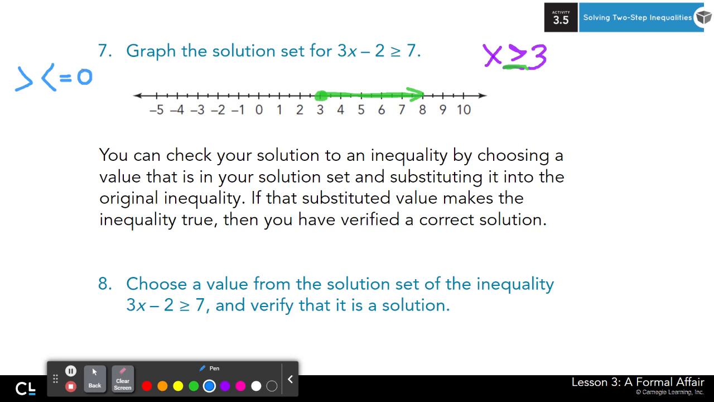Alrighty, moving forward, you can check your solution to an inequality by choosing a value that is in your solution set and substituting it into the original inequality. If that substituted value makes the inequality true, then you have verified a correct solution. Number 8 says choose a value from the solution set of the inequality 3x minus 2 is greater than or equal to 7 and verify that it is a solution. So you're choosing a number from the solution set and substituting. Go ahead and take about 1 to 2 minutes to do this on your own. Pause here.